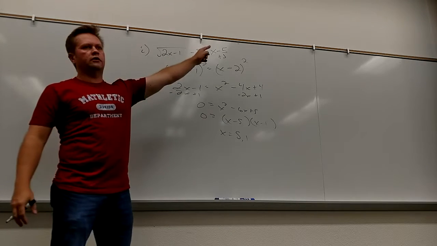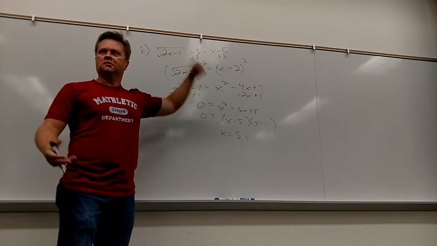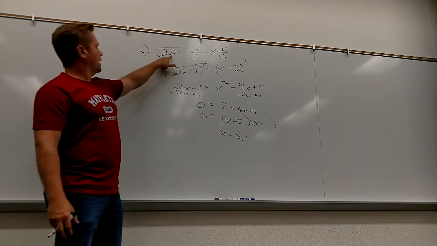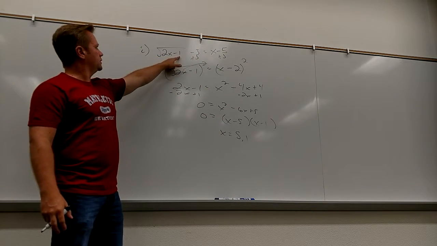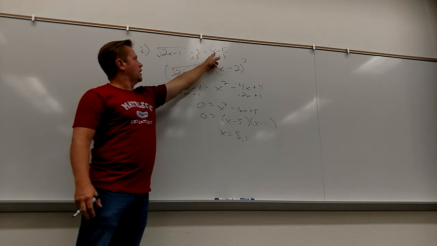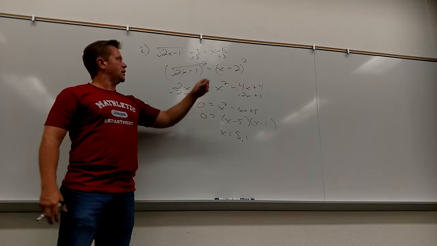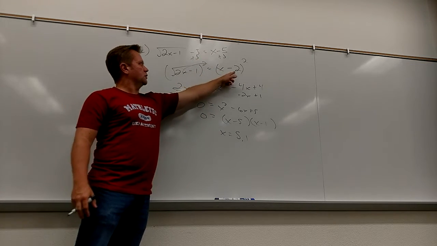So always go to the very original before you did anything, because you could have immediately made a mistake. So you want to check those in the original. 5 times 2 is 10, minus 1 is 9. Square root of 9 is 3, minus 3 is 0. And 5 minus 5 is 0. So 5 works.